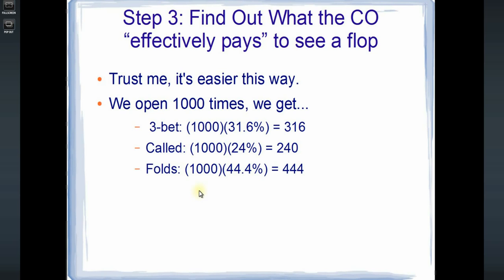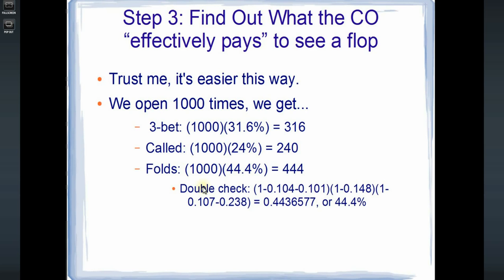But since this math is so tricky, in the sense that it's pretty easy to make a mistake and double count something, I actually ended up double checking here. So I took the button fold frequency, 1 minus 0.104 minus 0.101, multiplied it by the small blind fold frequency, 1 minus 0.148, and multiplied it by the big blind fold frequency, 1 minus 0.107 minus 0.238. For some reason, I had the urge to put down a ton of significant figures and got this weird number, which is 44.4%. So I double checked the math.